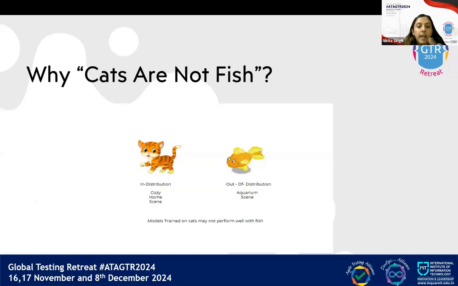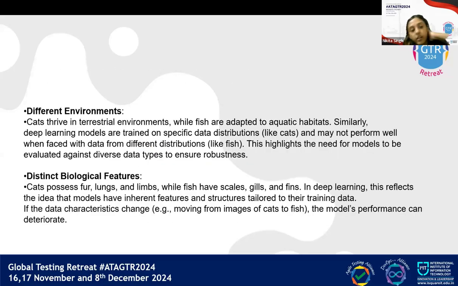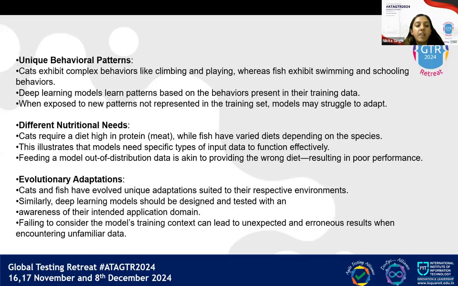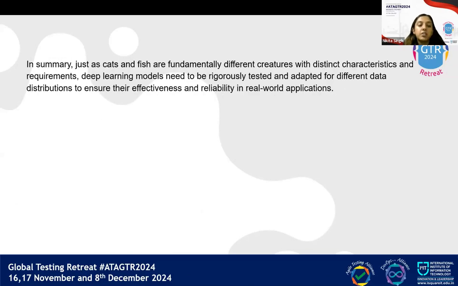So why are cats not fishes? There are some more differences, like different environments. Cats need more space, and fish need small space. Distinct biological features, unique behavioral patterns, different nutritional needs, evolutionary adaptations. These are the different behaviors of both, so it won't work for one particular model. Cats and fishes are fundamentally different creatures with distinct characteristics and requirements.